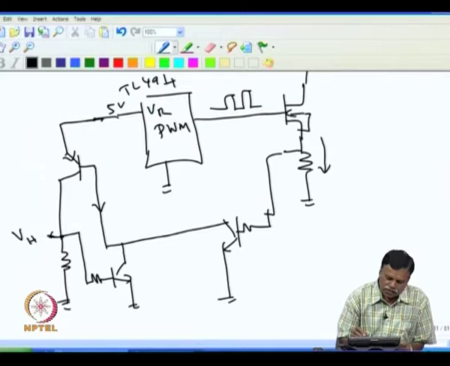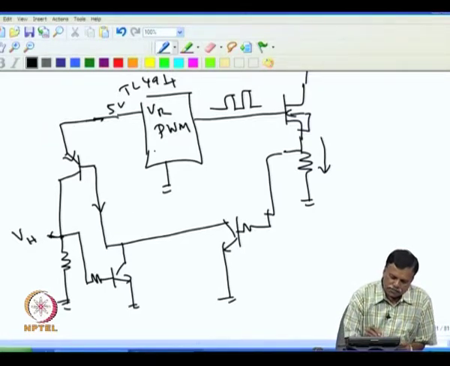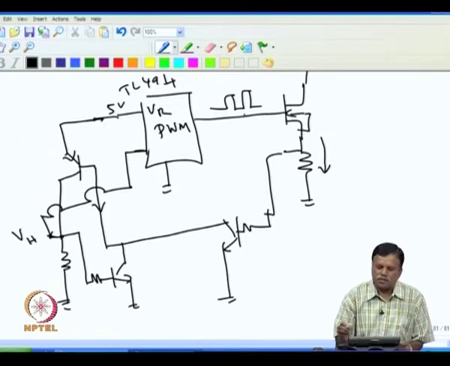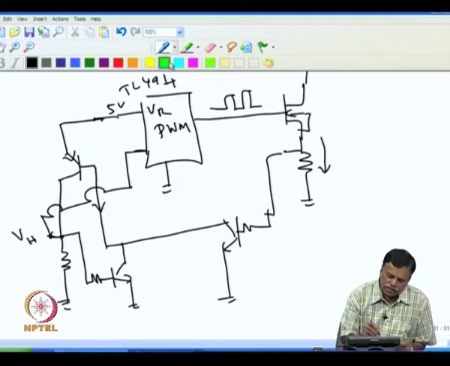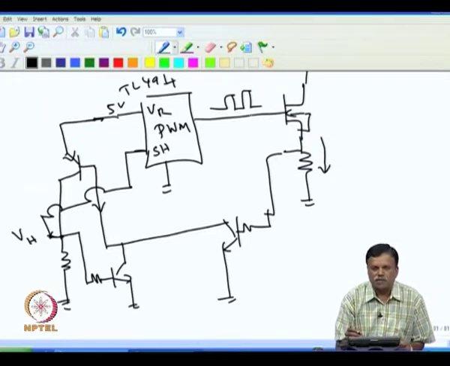Once the current goes high, this voltage will be high, and if this voltage goes high, we can give it to, for example, the shutdown terminal of this. So we have a shutdown terminal of this, and this can be given to this. So as soon as current goes high, this will go high, and then the shutdown terminal of this will be pulled high, and then pulses will be terminated.